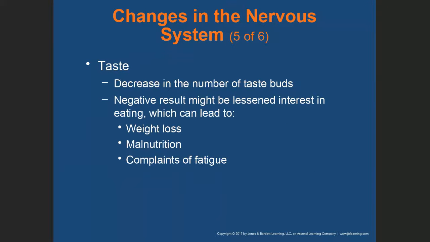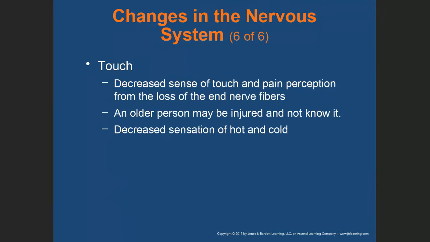Taste: a decrease in the number of taste buds. Food doesn't taste the same to them, so they don't eat a lot. That can lead to malnutrition. And if the body is malnourished, the immune system breaks down. If the immune system breaks down, then the patient is more prone to getting sick. The negative result might be lessened interest in eating, which can lead to weight loss, malnutrition, and complaints of fatigue.